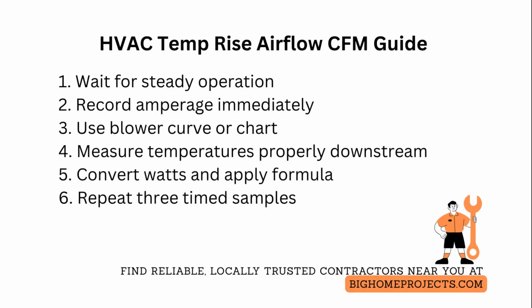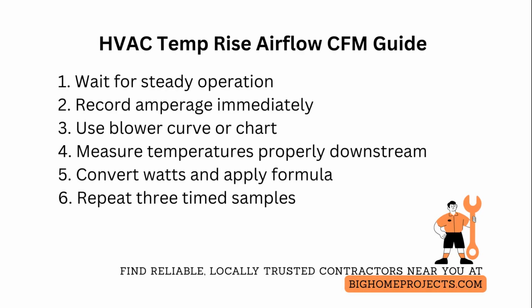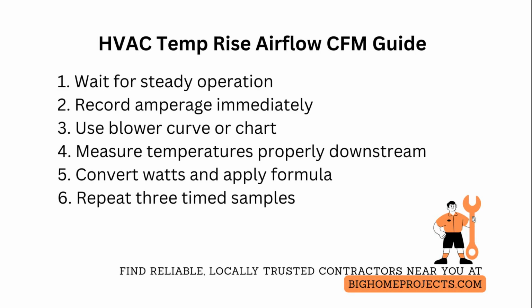Record amperage quickly but safely. Use a clamp meter on the hottest stable conductor. Note whether the reading is root mean square and log voltage to adjust watts. Repeat the measurement 3 times at 1-minute intervals, and use the median to avoid outliers from thermostat cycling.